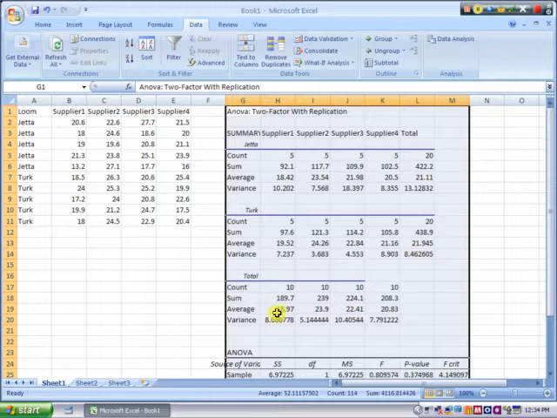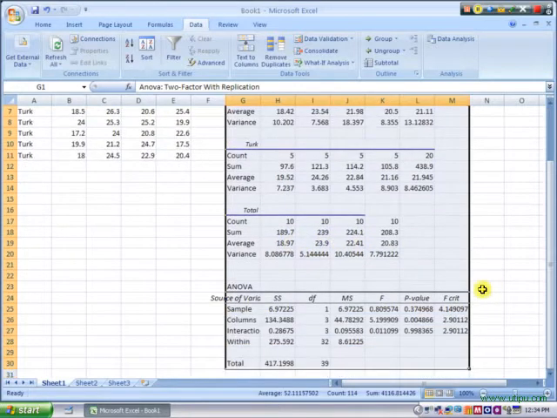Now let's read on down. These numbers refer to the totals for the 4 suppliers. And we already found there was a significant difference when we did one-way ANOVA. We saw that there was a big difference between these two. But let's go on down now and learn how to read the ANOVA table.